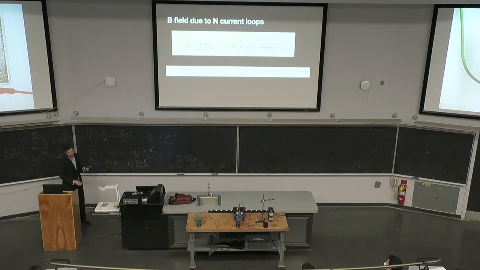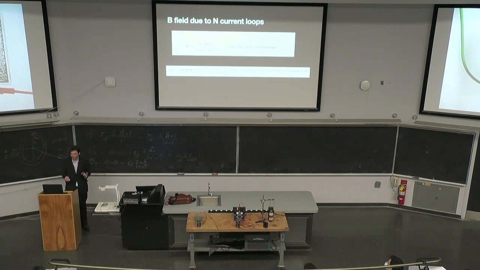And this is important because in a lot of applications, like MRI machines, we want a really strong magnetic field. To increase the magnetic field, there's a couple ways we can do that. We can increase the current I, but if the current is too high, it will actually destroy the wires. So in practice, we can only use currents of certain magnitude. We can't use too much current.